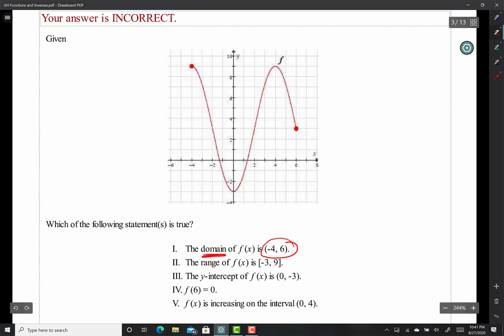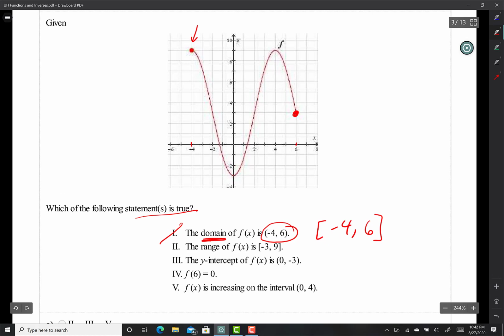So at negative 4, that is a solid. So the domain is from negative 4, comma, and then it stops at 6. That's another solid. So it should be negative 4 with a bracket to 6. So number 1 is wrong, because it says which one of the following is true.